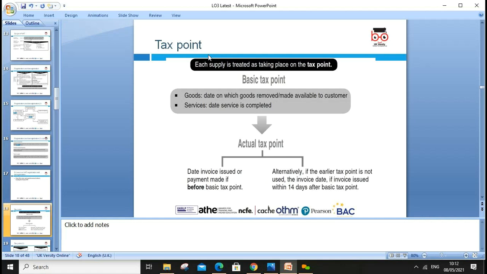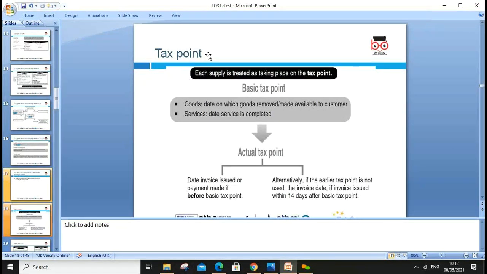Do we know the tax point? What is meant by tax point? Each supply is... the invoice date, yes. That really matters in the VAT return. The basic tax point is the date on which the goods are removed or made available to the customer, not the date we receive the money. So if the goods are delivered before, then of course the delivery date will count, which we'll go through in a minute.